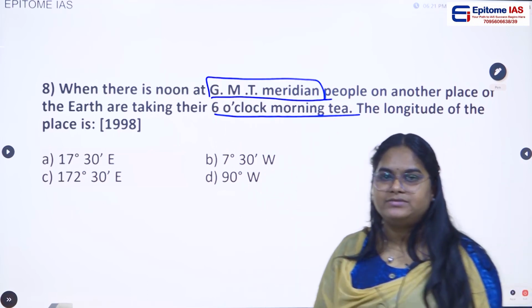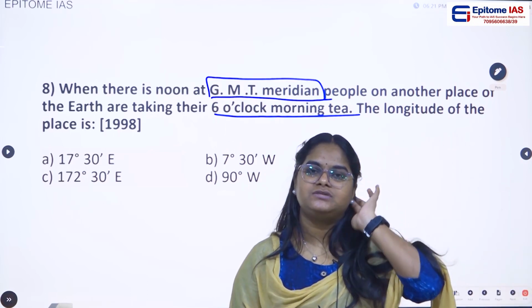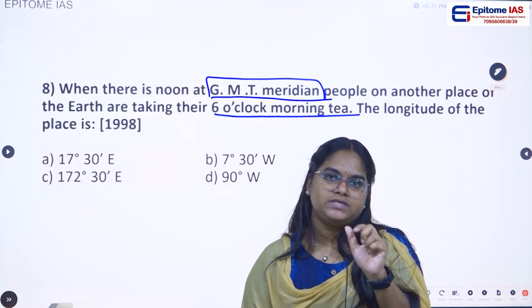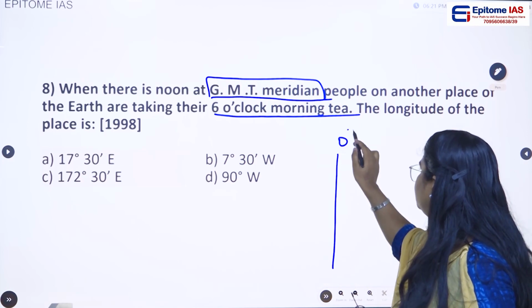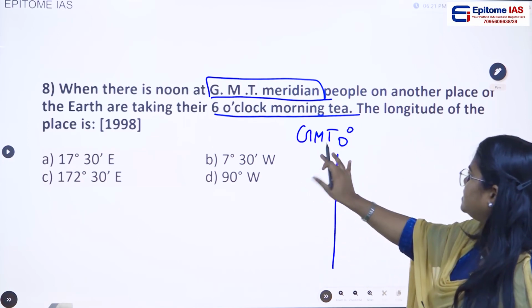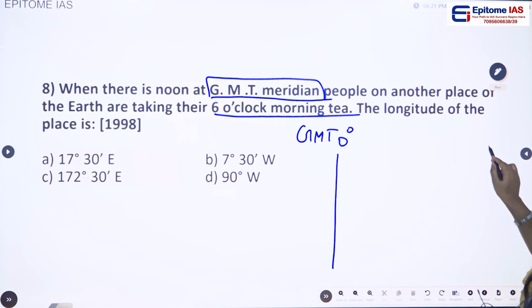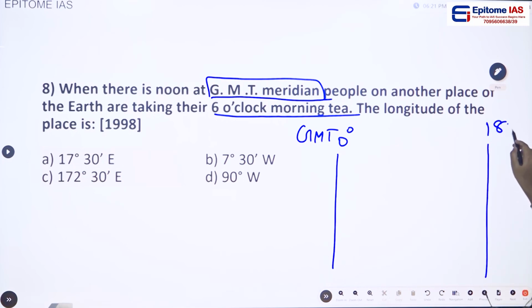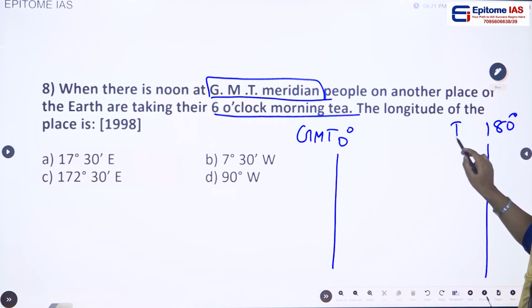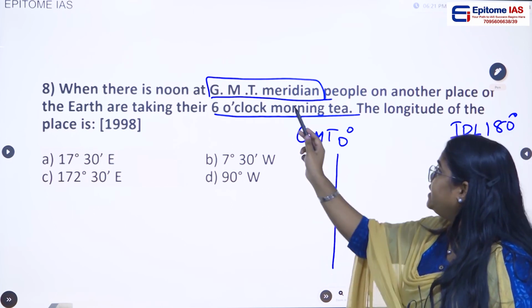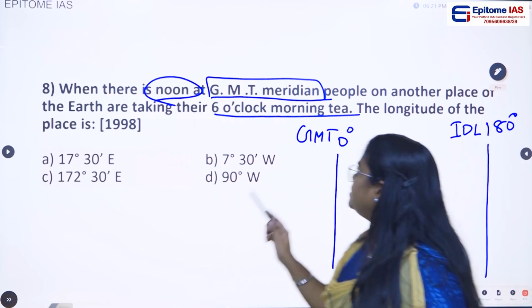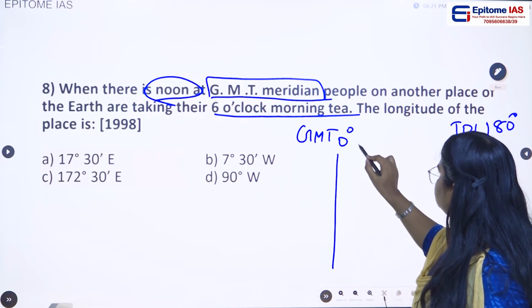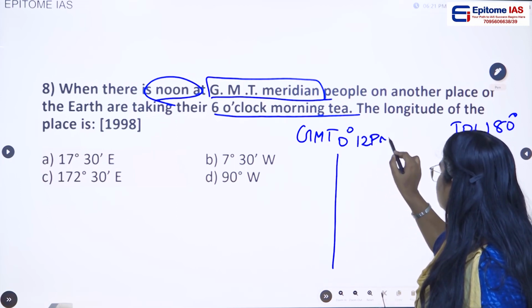What is the GMT meridian? Just like we saw in one of the previous questions, the international dateline is called the 180 meridian. Just like that, the GMT meridian is the 0 degree meridian. So GMT is nothing but the 0 degree meridian. Let us say this is the 180 meridian, and the 180 meridian is the international dateline. So now what they are asking is, when it is noon at the GMT, they are saying at the GMT it is 12 p.m.